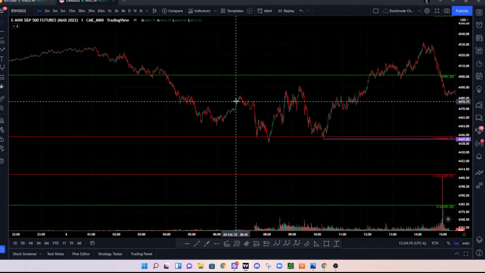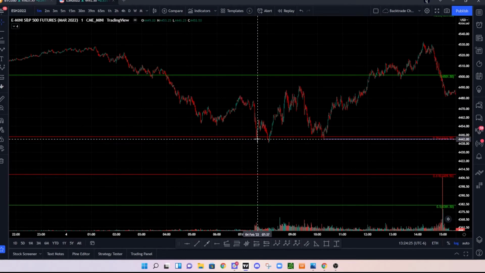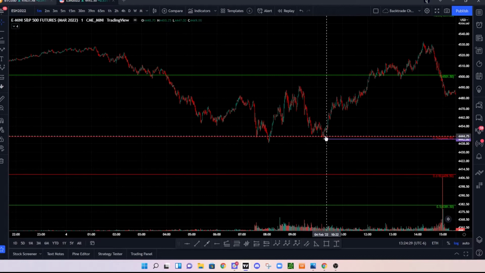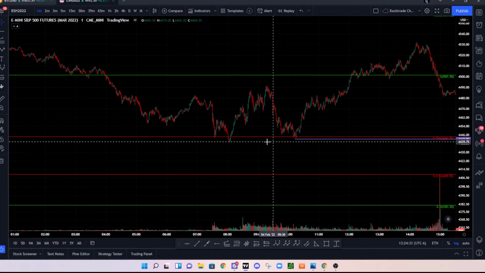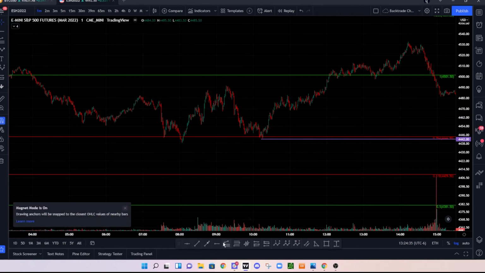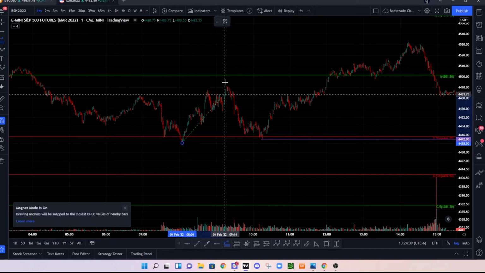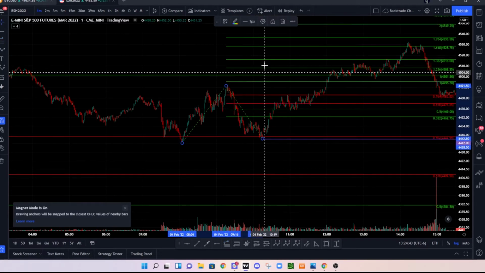lower low, lower low, lower low, higher high, but then we made a lower low. But here we made a higher high, and now we're making a higher low. So for me, higher high, higher low, that is my 1-2 setup. So I can run this fib.